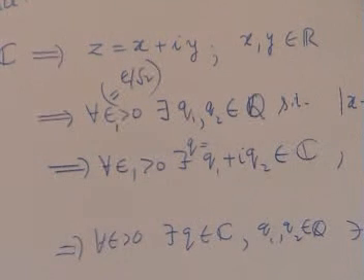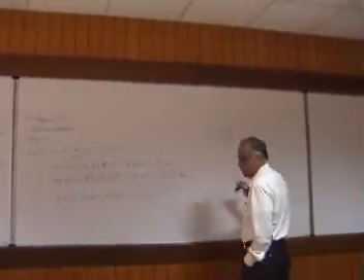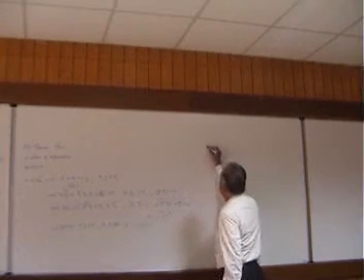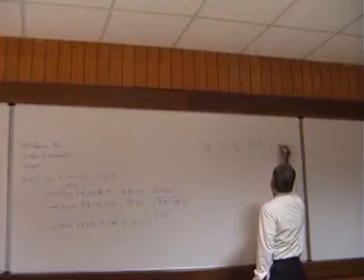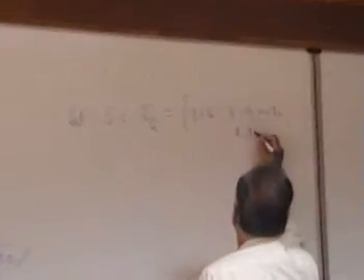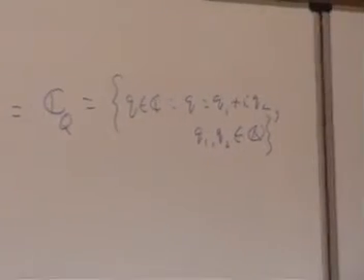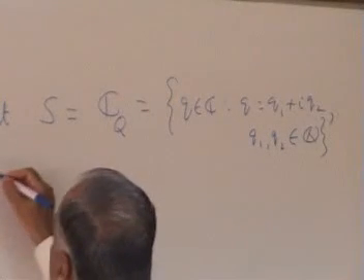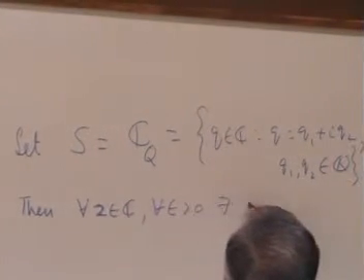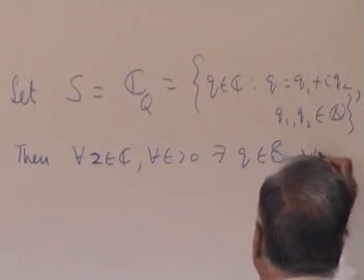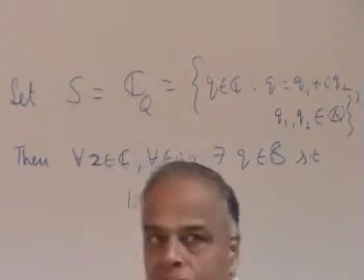So what this says is that any complex number can be approximated within any error by complex numbers whose real and imaginary parts are rational. So we will call this C_Q. Let S be C_Q, the set of all q in C such that q equals q1 plus i q2, with q1, q2 belonging to Q. So we are looking at complex numbers whose real and imaginary parts are rational. Then for every z in C, for every epsilon greater than 0, there exists q in S such that mod z minus q is less than epsilon. Therefore S is dense.